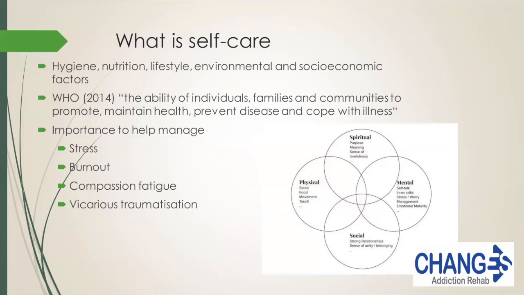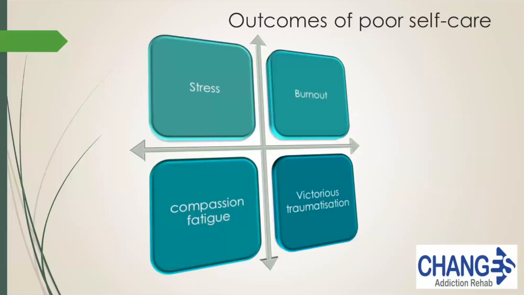Wonderful. Right. So now we're going to focus a little bit on what happens when we don't take care of ourselves. So this is the outcomes of poor self-care. And then we'll go a little bit deeper into the individual components of self-care. So when we're not taking care of ourselves, the outcomes of poor self-care can result in these 4 different factors. It usually starts off with stress and then moves on to burnout, then compassion fatigue, and then lastly, vicarious traumatization.